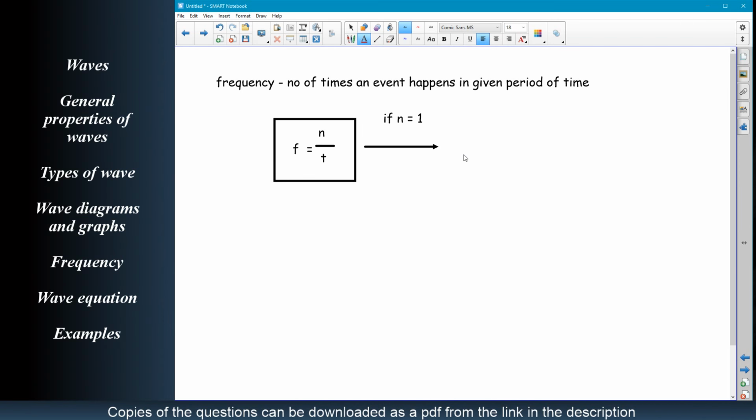Then the frequency is equal to, instead of n, we have the actual number, 1, divided by the time it takes for one wave, which we've just established in the previous one as being the period, 1 over T. So if you're given the period, you can find the frequency by using frequency is 1 over the period.